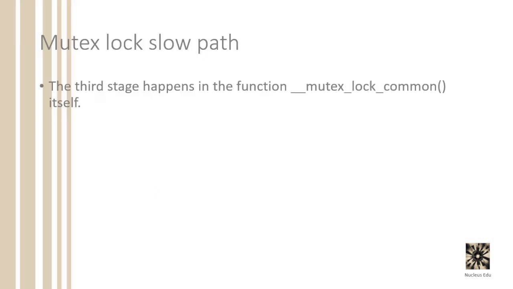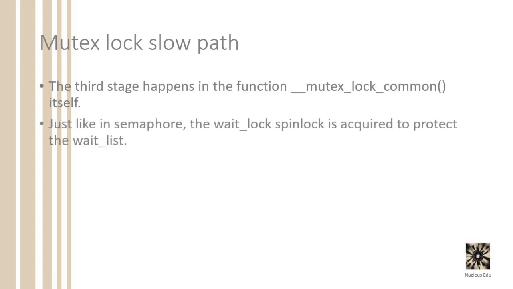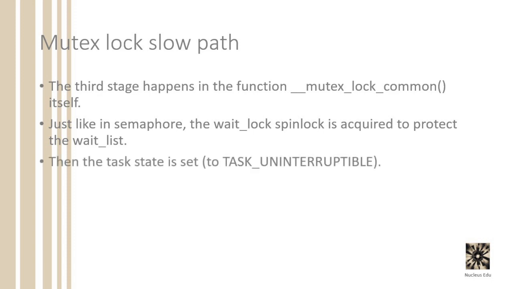Okay, coming back. So in the third stage, just like in semaphore, the wait lock is acquired to protect the wait list, and then the task is added to the wait list, and the state is also set to task uninterruptible, and once those things are done, then the task is scheduled out, right? Remember, this is the third stage where the task tries to schedule itself out, and then when it's woken up again, tries to get the mutex again.